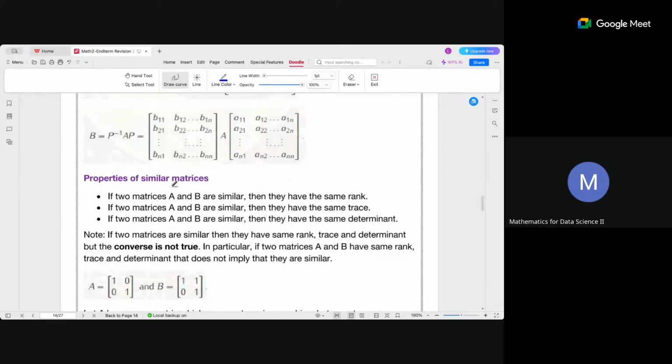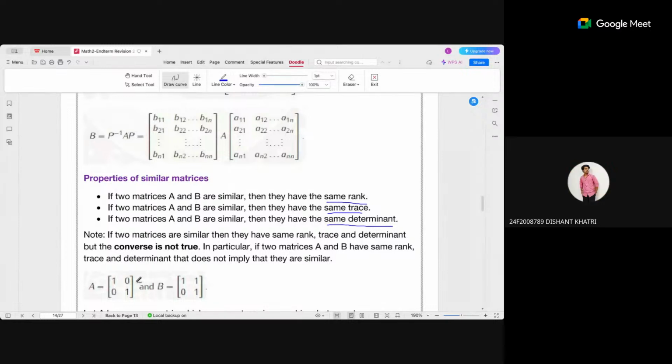So here are some properties of similar matrices. If A and B are similar, then they have the same rank, same trace, same determinant. But what about the other way around? If rank is the same, trace is the same, determinant is the same, does it imply that A and B are similar?